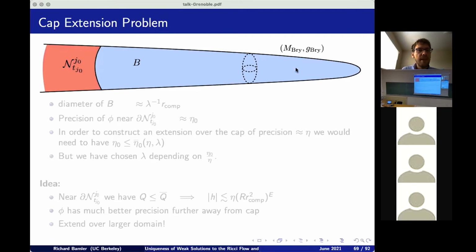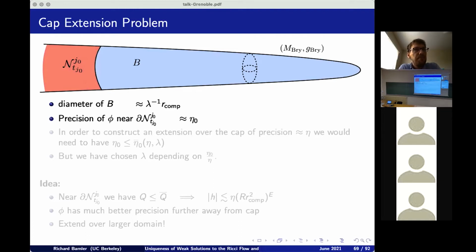So what's the diameter of this ball? It takes a while to compute that, by the fact of what the Bryan soliton looks like asymptotically. But essentially the diameter of B is lambda to the inverse times r comp. The important thing here is that if I make lambda very small, so the scale here is much smaller than the scale here, then the diameter of B gets much, much bigger. So the smaller I make lambda, the more cylindrical this region looks, and the longer B becomes.